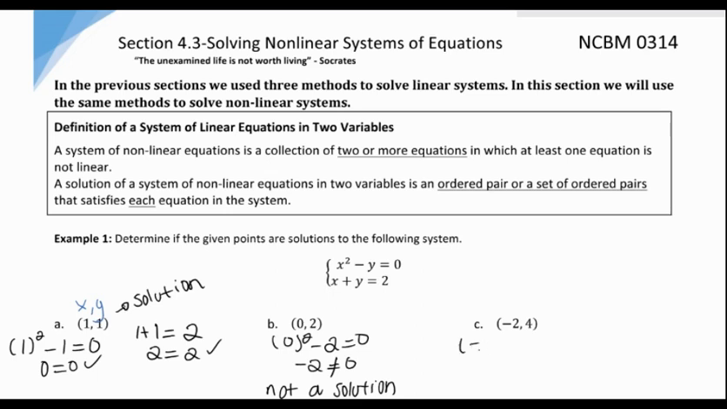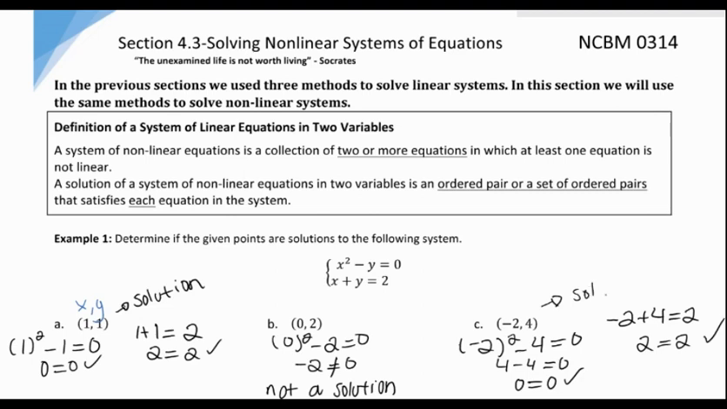We have negative 2 squared minus 4 equals 0. Negative 2 squared is negative 2 times negative 2, 4. So 4 minus 4 equal to 0. 0 equal to 0. Yes, let's check the second one. We have x plus y equals 2. So we have negative 2 plus 4 equals 2. Negative 2 plus 4 is 2, equal to 2. Yes, so this is also a solution.